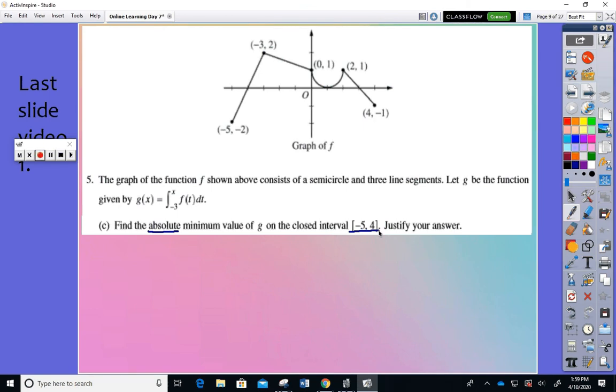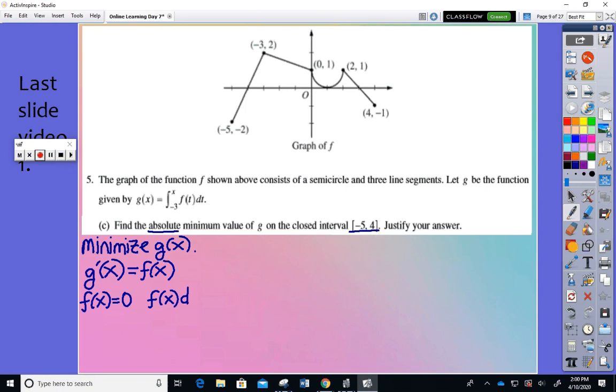Well, I start by saying if I'm going to find the minimum of g, then I'm going to write it like I would have told you in class. If you want to minimize g of x, you start by finding g prime of x. Well, we've already figured out that g prime of x is f of x. Now you need to look at where f of x equals 0 or where f of x fails to exist. Well, f of x equals 0 on the graph at -4, it looks like, at 1, and at 3.